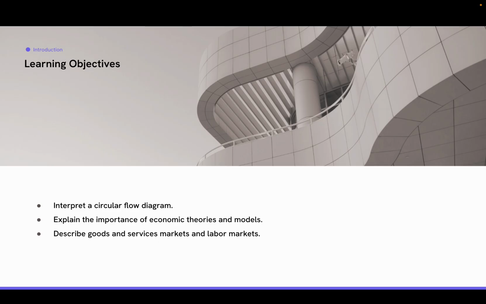So, learning objectives. We are going to interpret a circular flow diagram, which is really important in analyzing economics, and we are going to explain the importance of economic theories and models. And we are going to describe goods and services markets and labor markets.